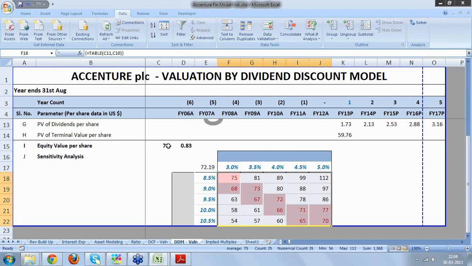So 70 was equity valuation as per DCF. Here we are getting 72. So again, it will give you a range of 65 on one hand and 79 on the other hand. So 63 to 78, I think, is the right valuation range.